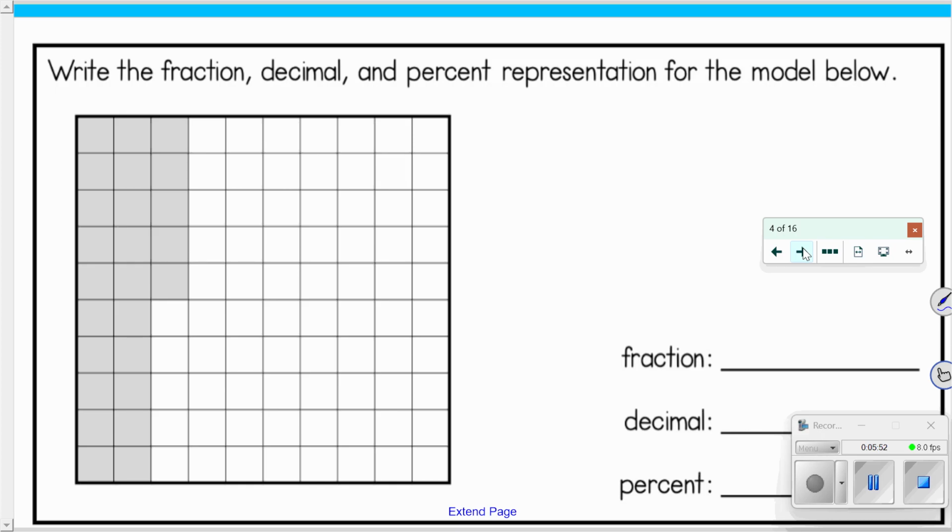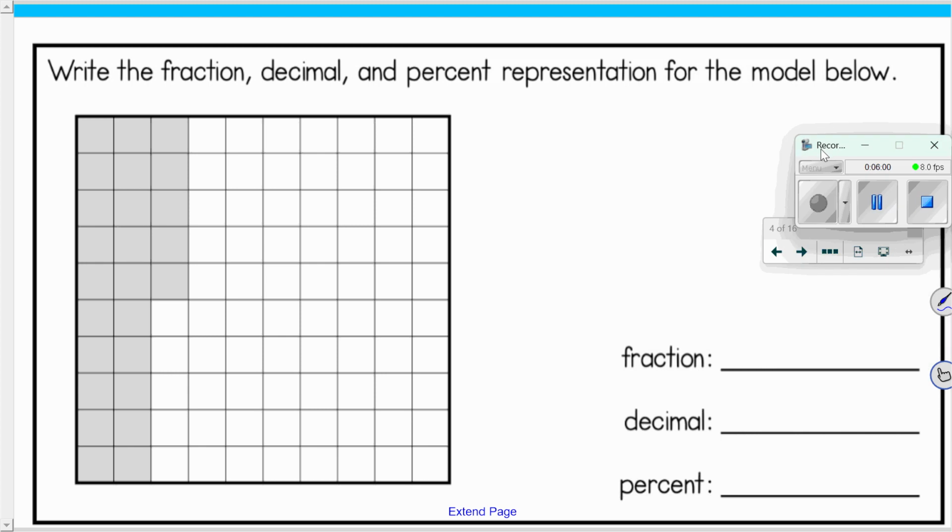Quick question, when do we simplify? Always. On our first one, the first thing you need to do is count. They did it out of 100. Hopefully you guys all realize that right away. How many blocks were colored in? 25. So my fraction was 25 over 100. Can I simplify that? Yes, by 25, to 1/4.